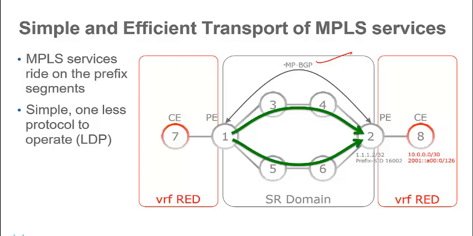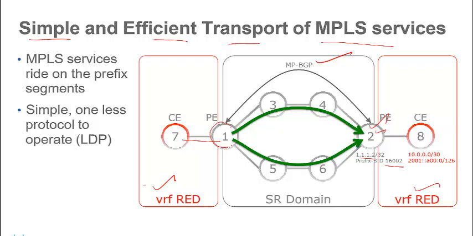Yes, yes. Now this is a similar scenario. Simple and efficient transport of MPLS service. The prefix SID of router 2 is 16002. And this is the prefix to identify this router. Customer is in VRF red and the remote customer is in VRF red. Traffic comes here and then takes the VPN.